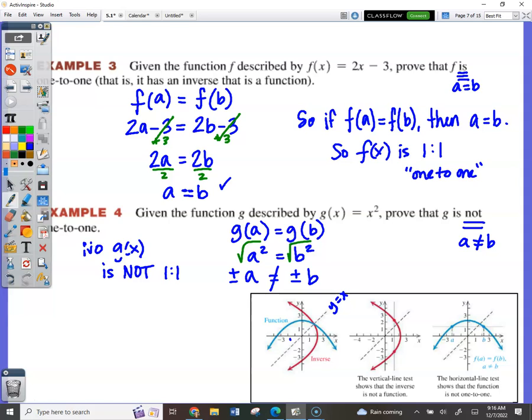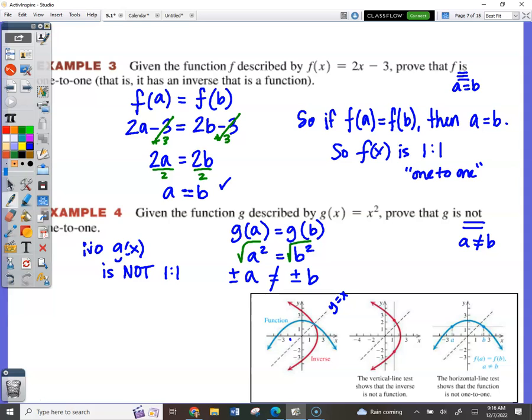Here's the big picture. How can I determine from a graph if a function has an inverse that's also a function? Now, you got to follow what I just said because it's really confusing. How can I look at a graph, the original, and determine if its inverse will be a function without graphing it and without doing the algebra? It's called the horizontal line test.